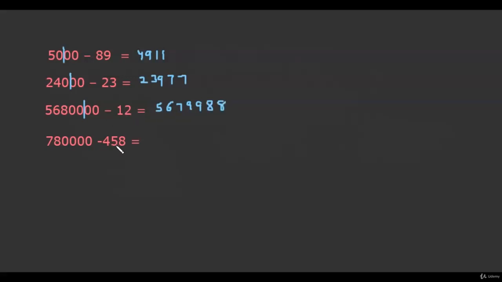Now 458 is a 3-digit number. So we will make this partition. And on the right side of this partition there are 3 zeros. Now we have to reduce 780 by 1. This becomes 779.